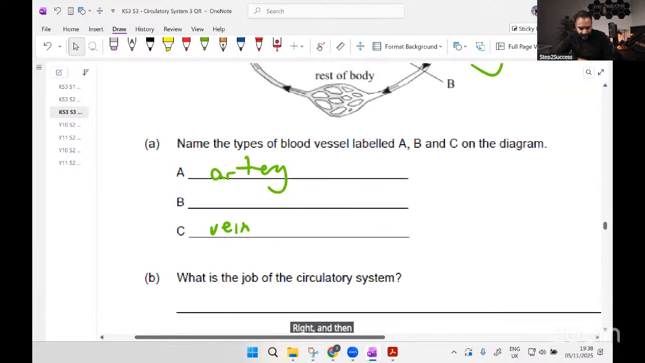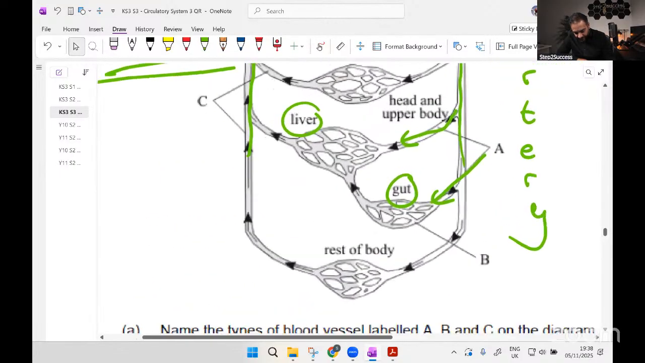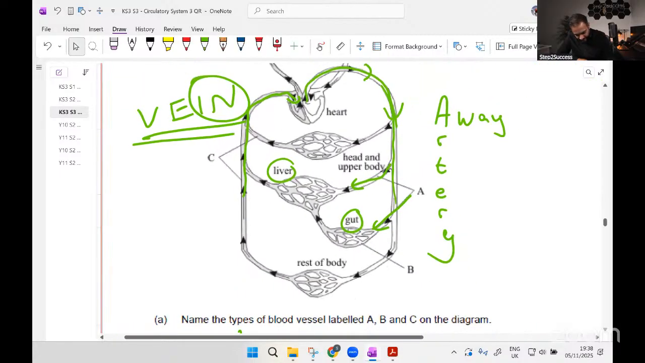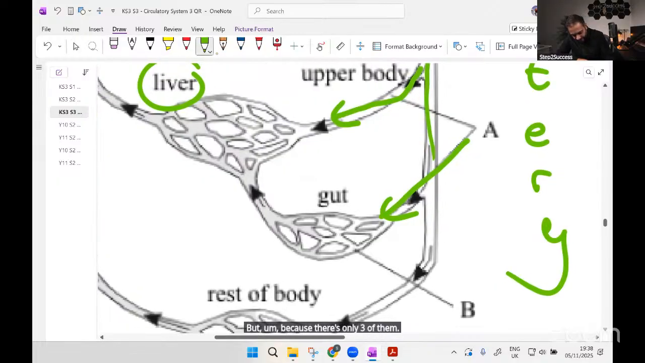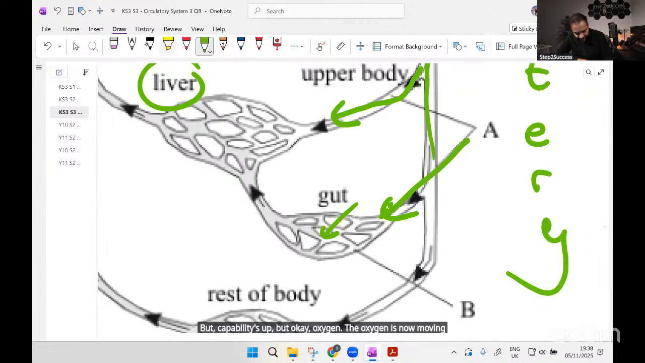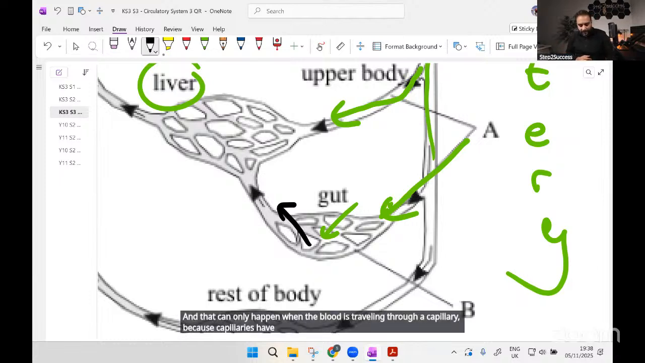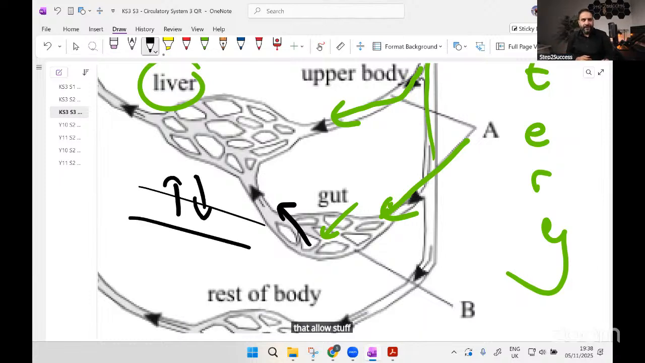And then the last one, by elimination, you know the answer is capillary now, because there's only three of them. But the arrow is pointing here, and what's happening is that this blood is carrying oxygen, the oxygen is now moving into these cells and carbon dioxide is coming out of the cells. That can only happen when the blood is traveling through a capillary, because capillaries have really thin walls that allow stuff to go in and out very easily. Arteries and veins don't really allow that because the walls are much thicker.